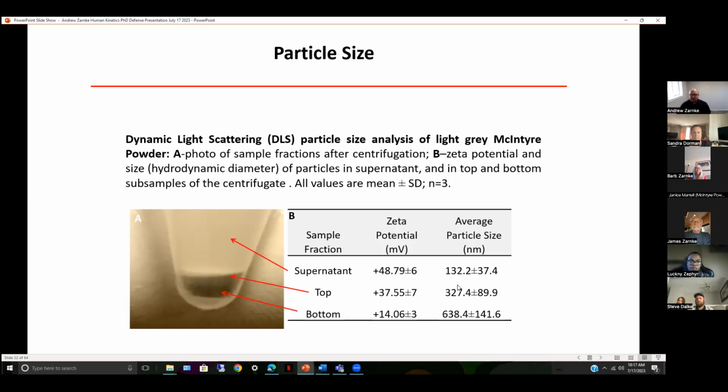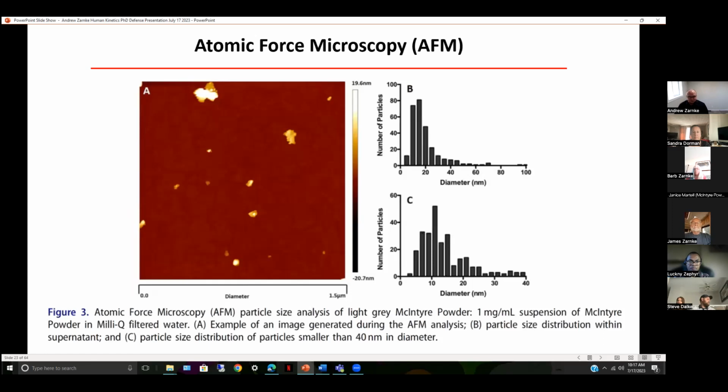And you can see here on the figure that the supernatant had an average particle size of 132 nanometers, the top 327, and the bottom 638. The other really important characteristic that we gained from doing this was the surface charge of the particles, which was essential for knowing how to prepare the sample for the next analysis of atomic force microscopy.